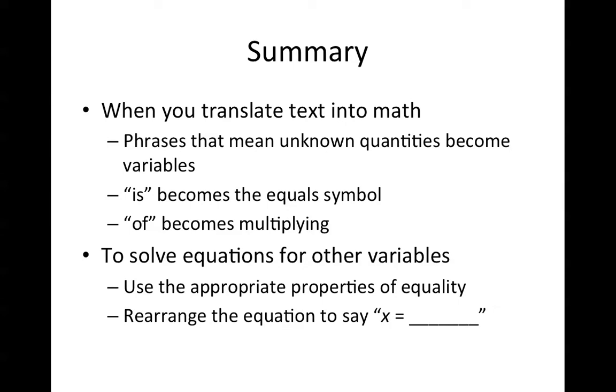Alright, so in summary, when you translate text into math, remember, phrases that mean unknown quantities, such as the height of a head, become variables, like h. Is always becomes the equal symbol. Of becomes multiplying, although, as you've seen, you don't always write a multiplication symbol. So that's a little tricky.